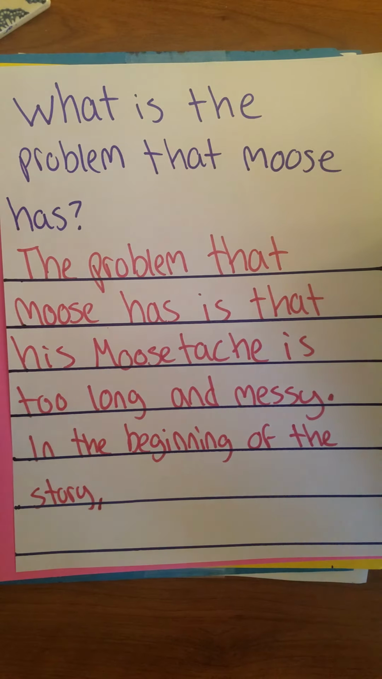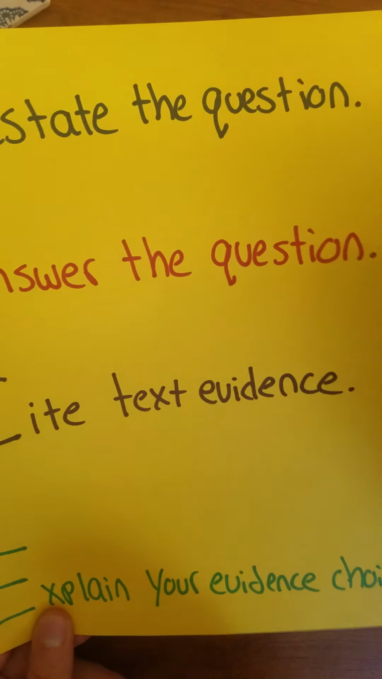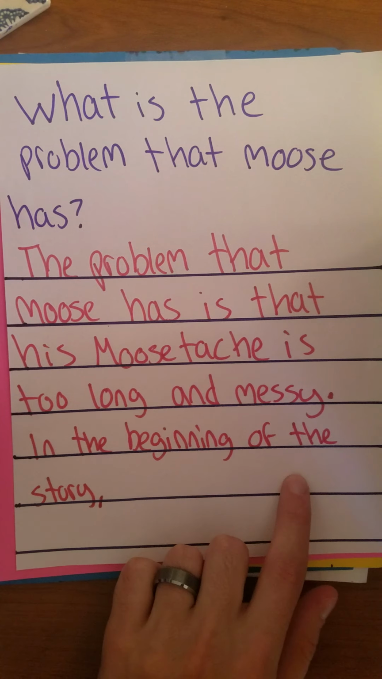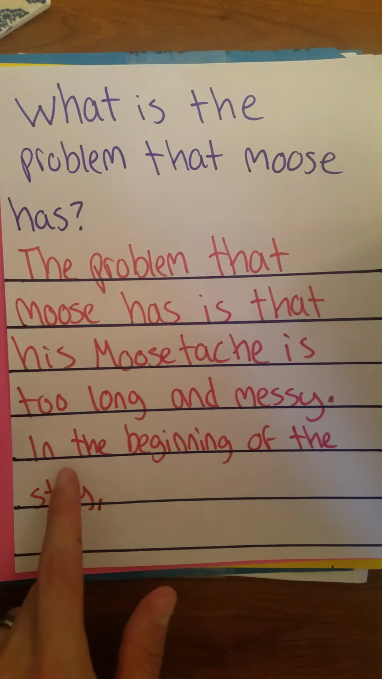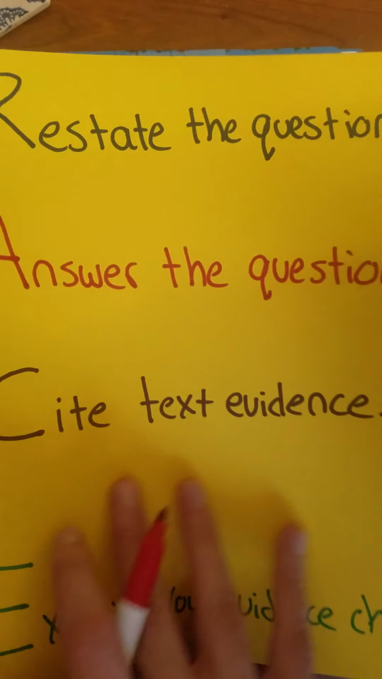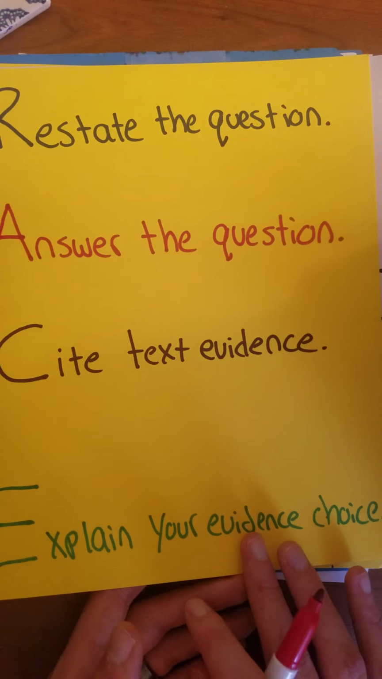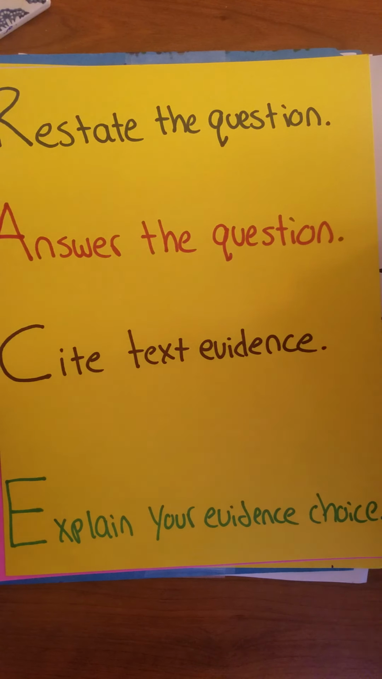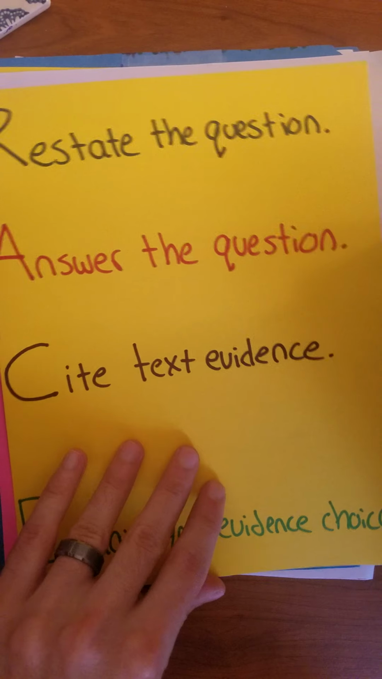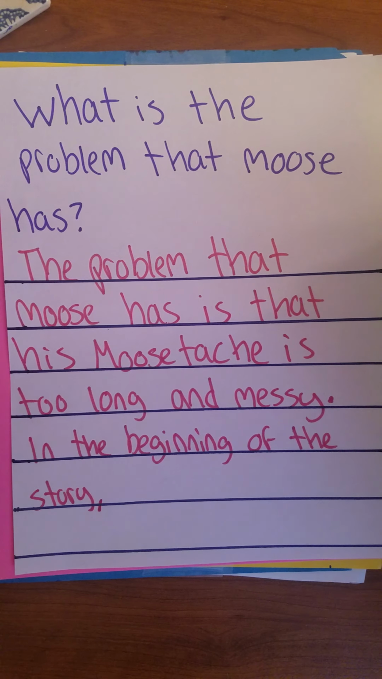Now, a lot of times, your C, citing text evidence, and E, explain, can come in the same sentence. Because look, I already cited my text evidence. I already said where in the story I found it, in the beginning of the story. So my C is done. Now I have to move on to E. I have to explain how the beginning of the story helped me to answer the question, what is the problem that Moose has?